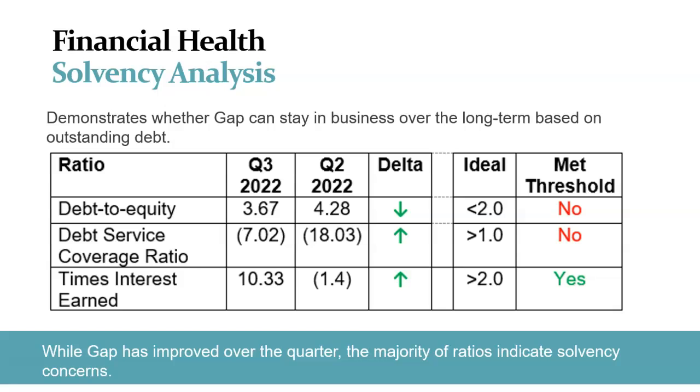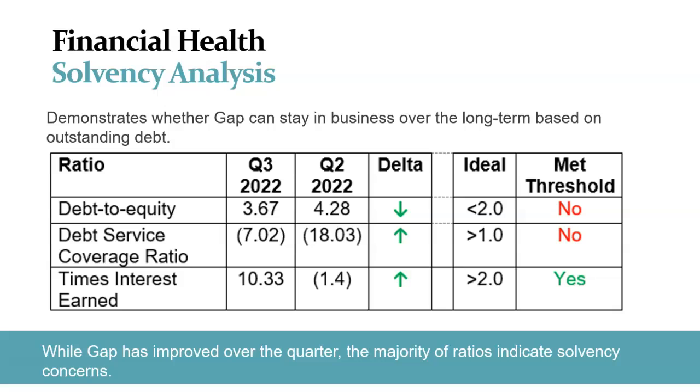Before lenders will create new loans, there needs to be an understanding of how much debt is currently in place. Once again, GAP improved over the quarter on both of these ratios. However, both ratios were significantly off from the optimal threshold.